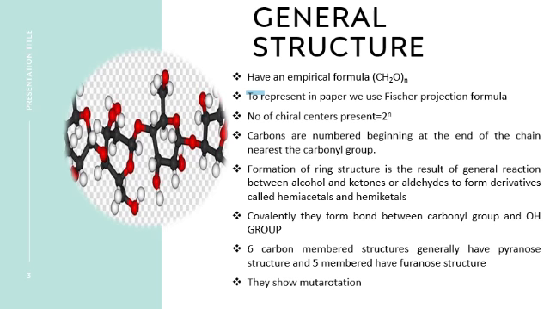The numbering of carbon begins from the end of the chain nearest a carbonyl group. If an aldehyde is present, the aldehyde's carbon gets the first number. If a keto group is present, the ketone group's nearest carbon gets the first number. And they exhibit both a linear as well as a ring structure.